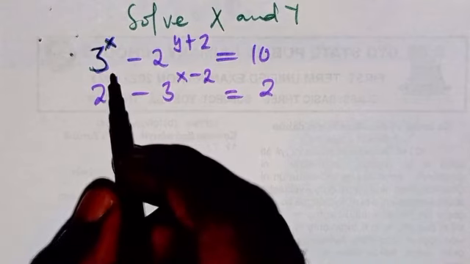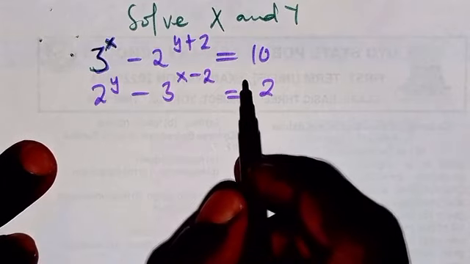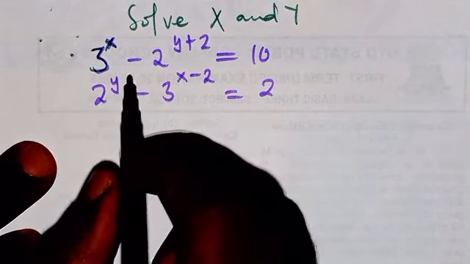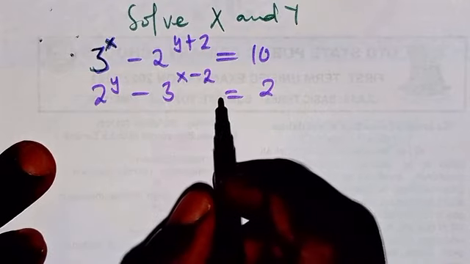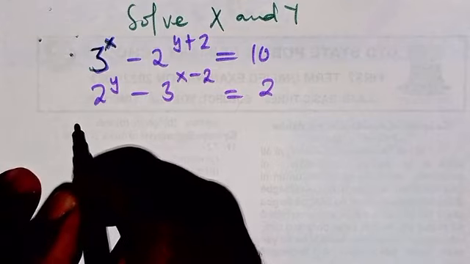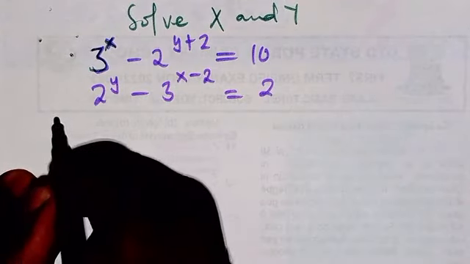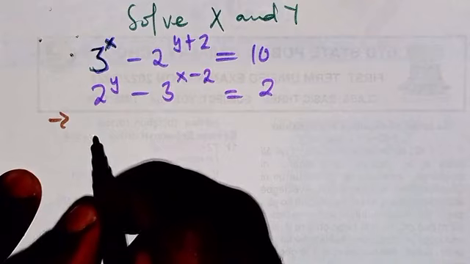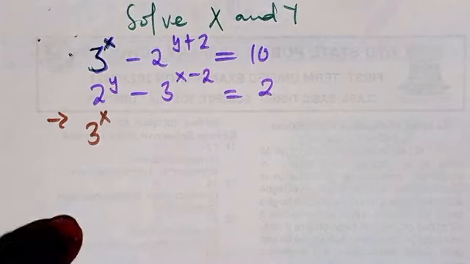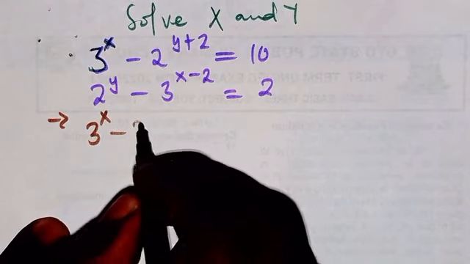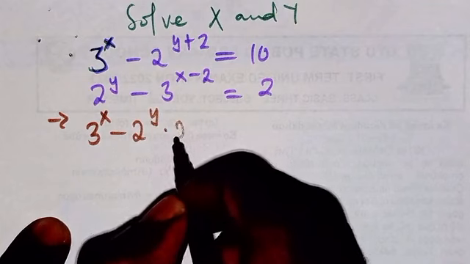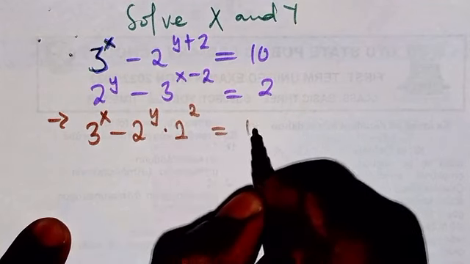Now from here, we are going to rearrange, or rewrite, these two equations, because we cannot solve them like this. We're going to rewrite the first one as 3 to power x minus 2 to power y, multiplied by 2 to power 2, equals 10.